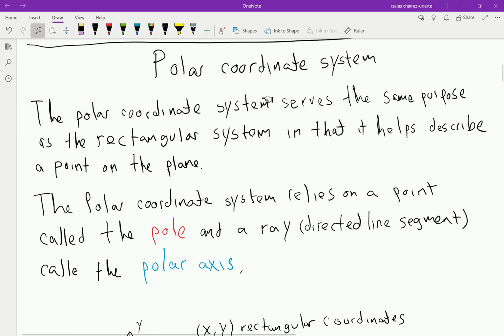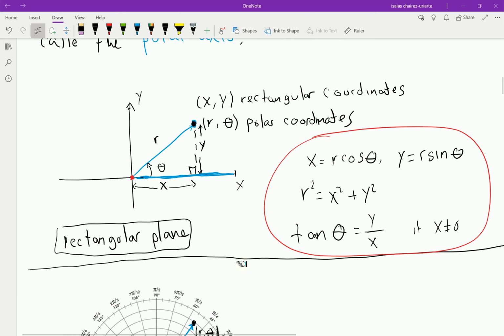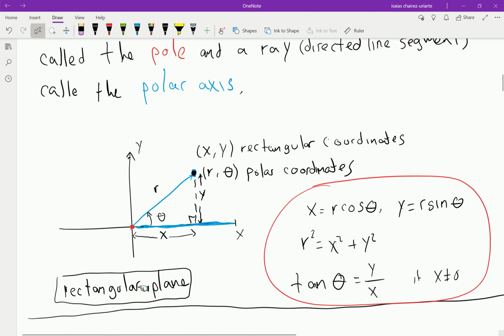Okay, the polar coordinate system. So the polar coordinate system serves the same purpose as the rectangular system in that it helps describe a point on the plane. The polar coordinate system relies on a point called the pole and a ray called the polar axis. So here's kind of what the picture looks like. This is in the rectangular plane, our good old-fashioned Cartesian plane. We have the pole right at the origin. The polar axis is just the positive x-axis.